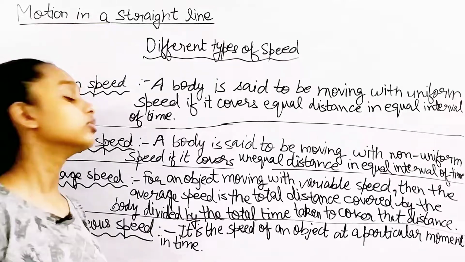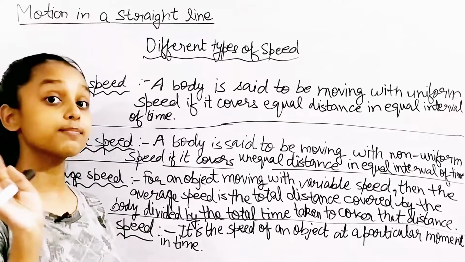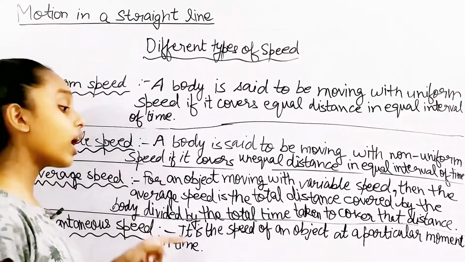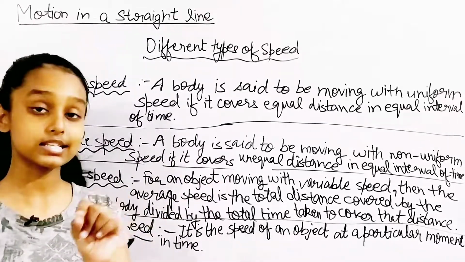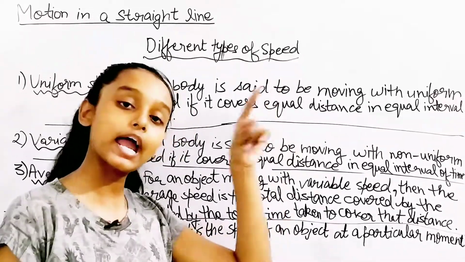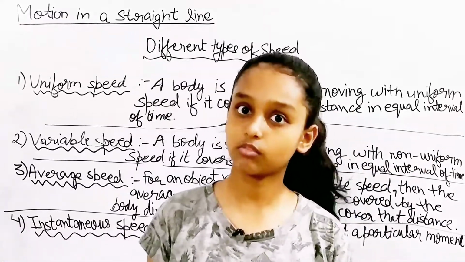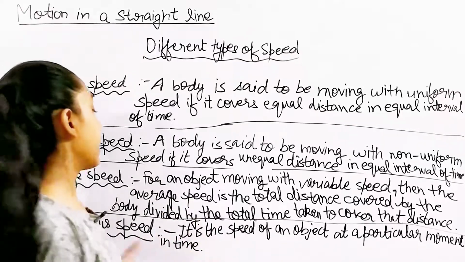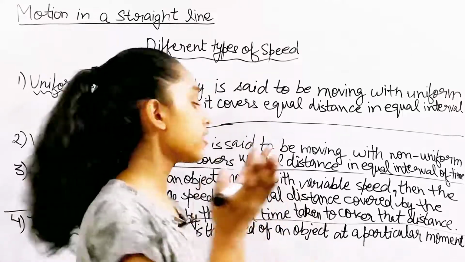Now let's take an example. For example, if a car covers 7 meters in 0.5 seconds, then what will be that car's instantaneous speed? It's really simple, it's going to be 7 by 0.5, which is 14 meters per second, right? So instantaneous speed, what is it? Instantaneous speed is the speed of an object at a particular moment.